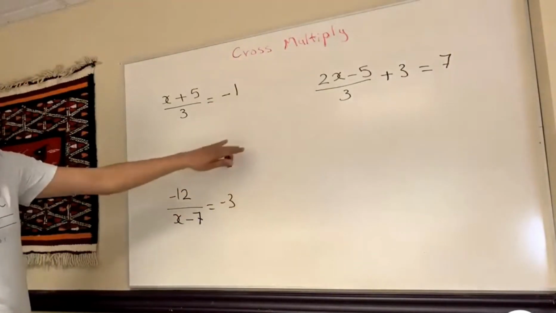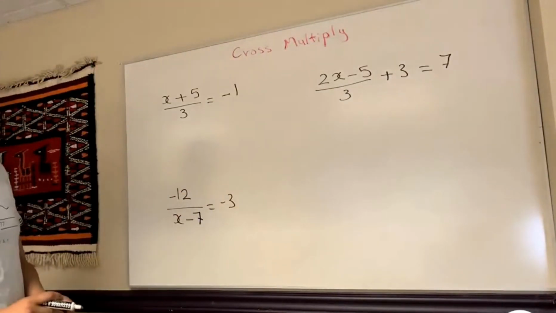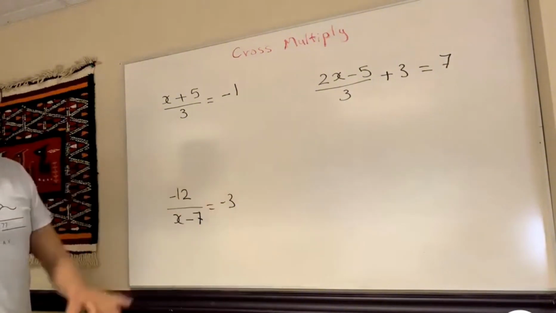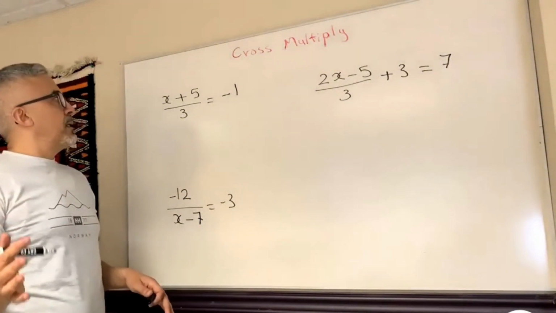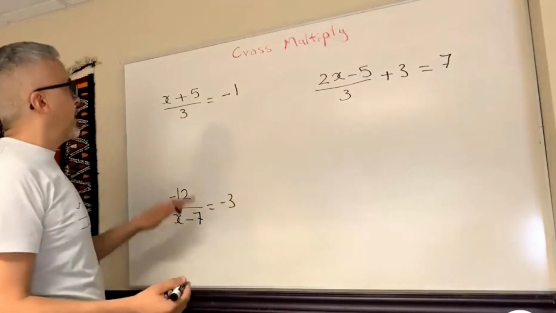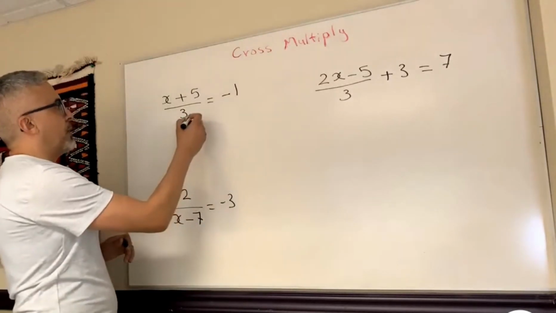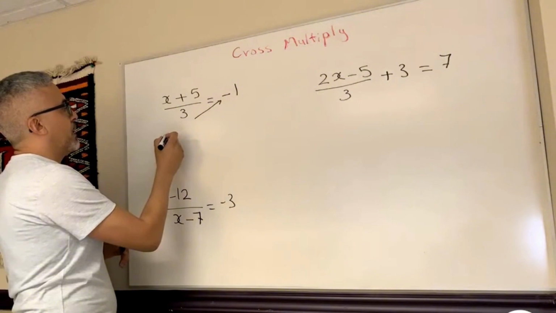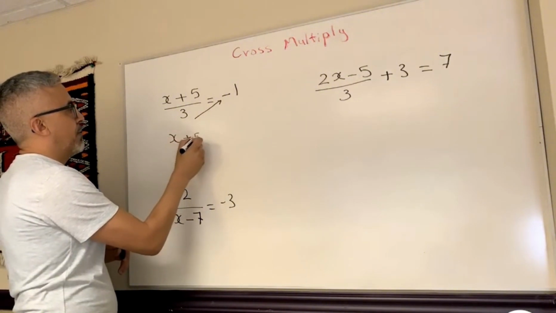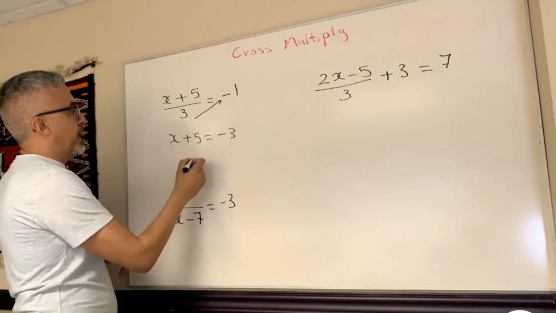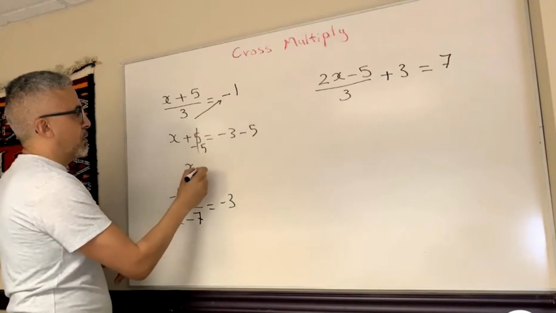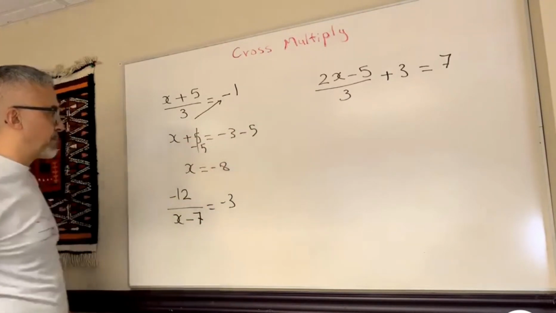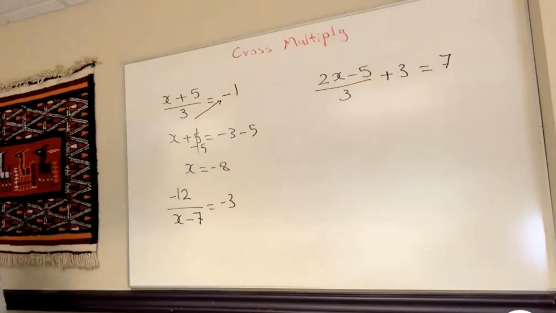So here's 3 more questions that we'll do, and then we'll finish this. So they look a little bit more complicated than the other ones, but the same procedure applies. So cross multiplying. Here you could cross multiply the 3 right away into the -1. You get x plus 5 equals -3, and then just take away 5 from both sides. And x equals -8.